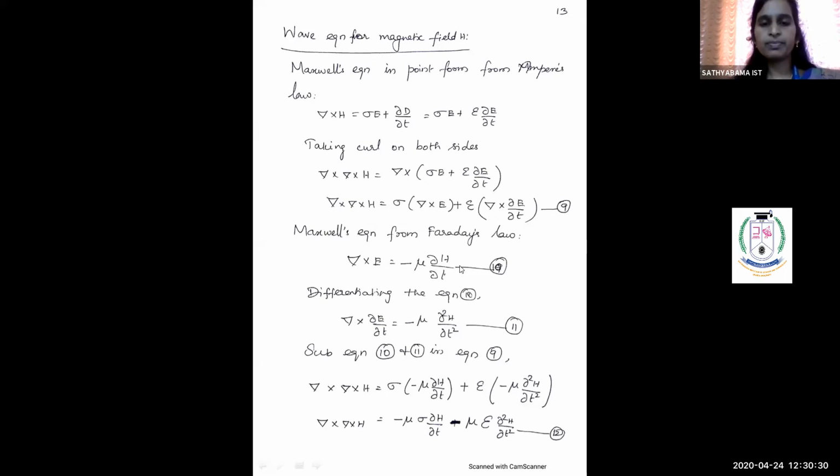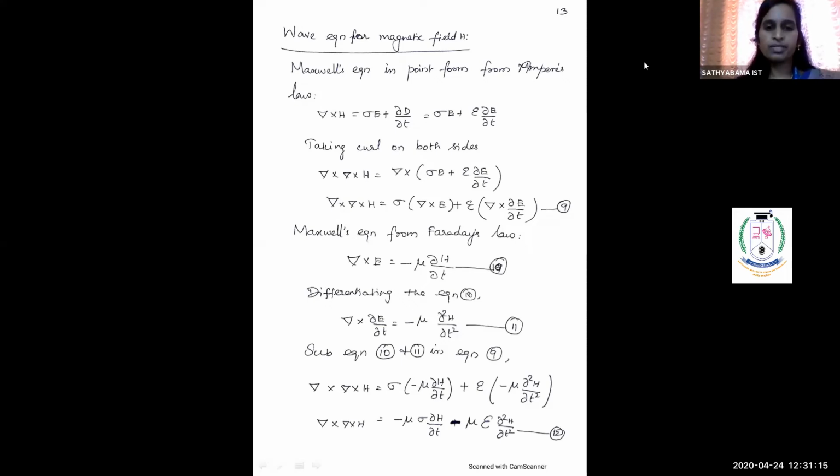So now take the curl inside. Your value becomes del cross sigma E. Sigma is a constant value, so you can take sigma outside. So it becomes sigma del cross E plus del cross epsilon dou E by dou T. In that second term, epsilon is also a constant, so you take epsilon into del cross dou E by dou T. This is going to be the 9th equation. We are just simplifying the equation. That's it, nothing more than that.